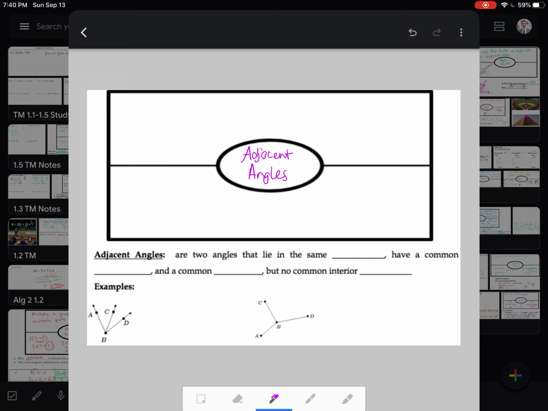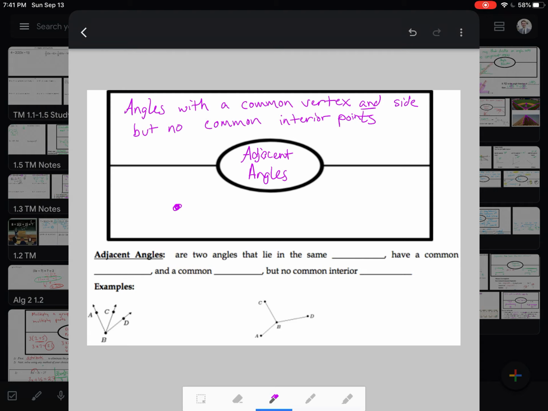is the word. And what we define these as is angles with a common vertex and side, not or, but and side, but no common interior points. It's a really fancy way of saying, okay, so this vertex is common with multiple angles. They have a side that's in common, but nothing else. So it's basically just saying these two things are in common, but nothing more.